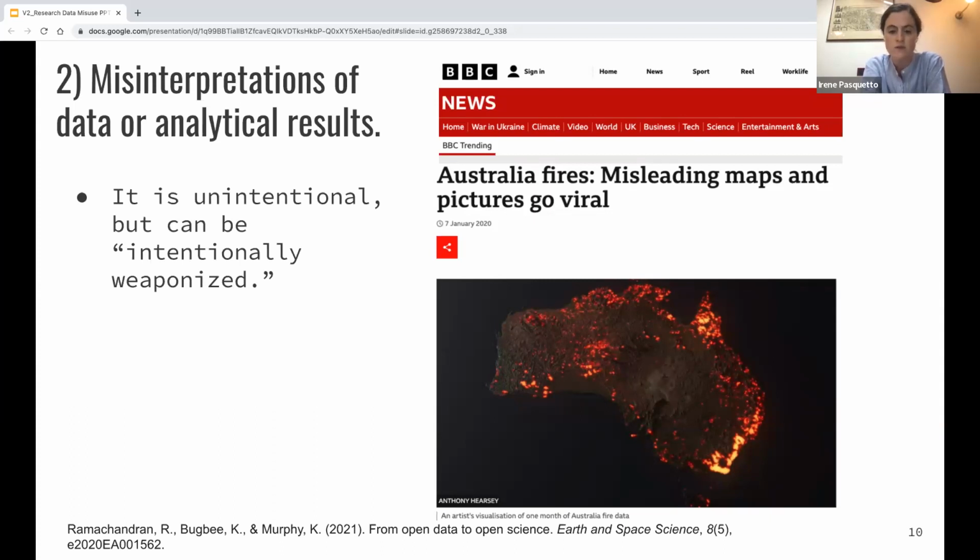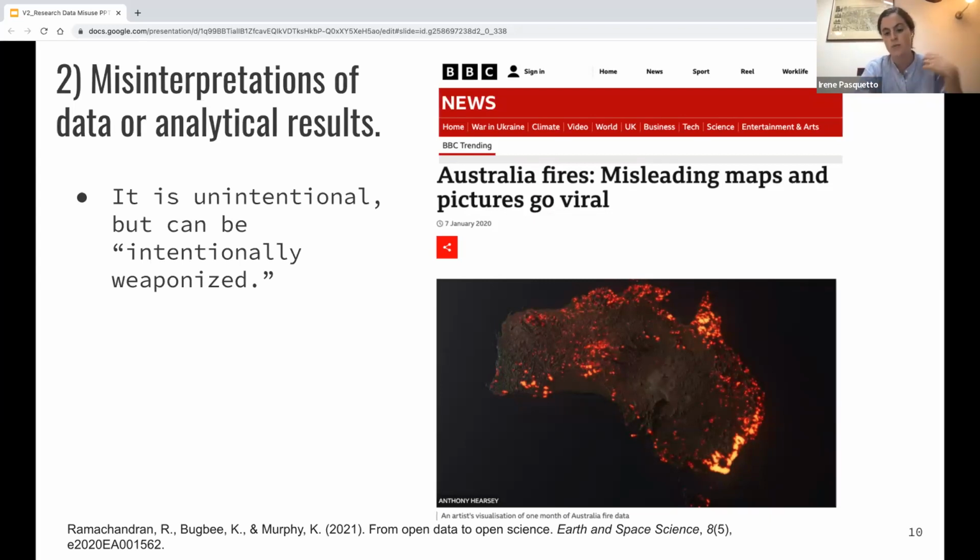In these viral posts, the celebrities implied that the map was representing live events of wildfires, again, with good intention. But it turned out that the map was visualizing data for a month of wildfires, not live data. So what happened is that some other users used this misunderstanding as evidence that the wildfire emergency was overblown on social media, and argued that the wildfires were happening at a normal rate in Australia. So while misinterpretation of data is unintentional, it can be intentionally weaponized.